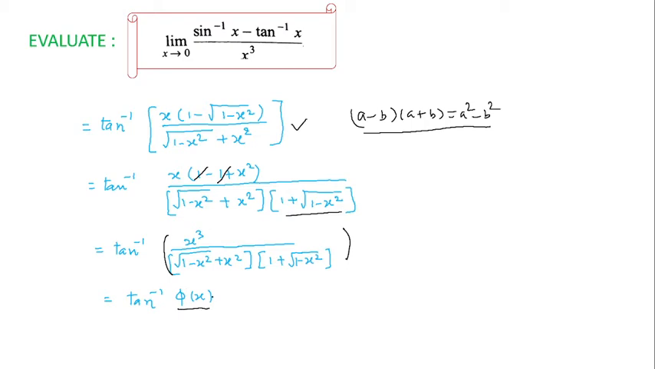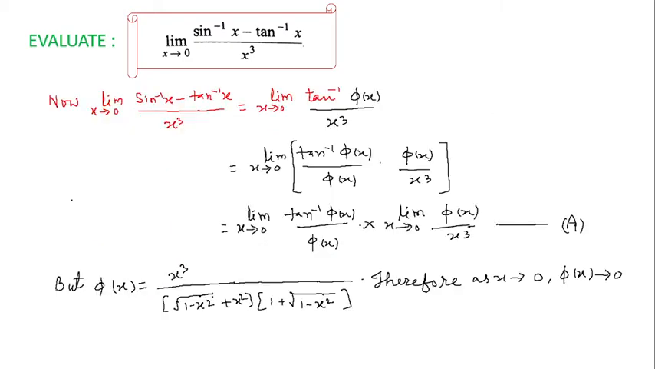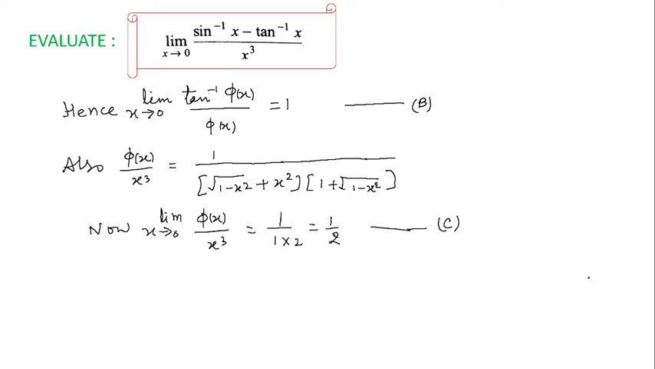Okay, so the next slide. Our required limit now becomes, as x tends to 0, tan inverse of phi x by x cube. This can be rearranged by limit law as the limit as x tends to 0 of tan inverse phi x by phi x, into the limit as x tends to 0 of phi x by x cube. As you can recall, phi x is this much, right? As x tends to 0, obviously phi x will tend to 0, and therefore the limit of tan inverse phi x by phi x is 1, a standard limit.